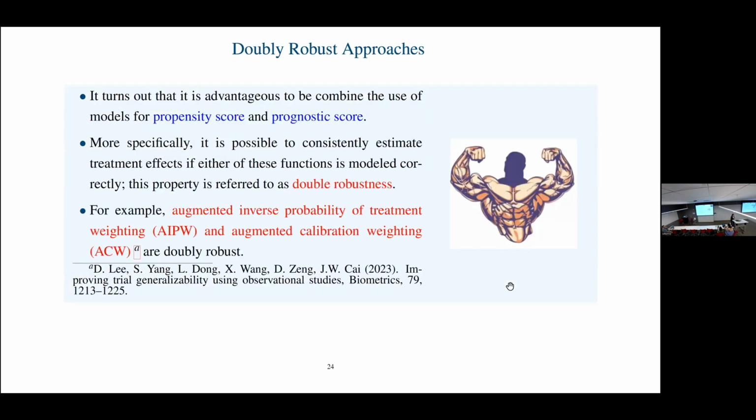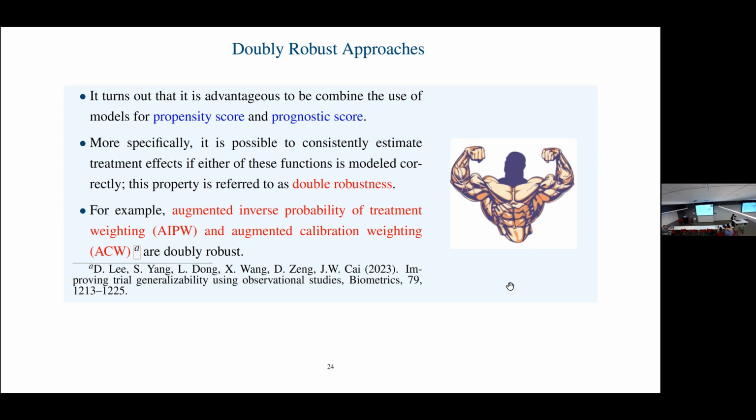It turns out that it is advantageous to combine the use of models for the propensity score and the prognosis score. More specifically, it is possible to consistently estimate the causal effect if either of these functions is modeled correctly. This property is referred to as double robustness. The causal inference literature has a lot of work devoted to double robust estimators. For example, the augmented inverse probability of treatment weighting estimator or the augmented calibration weighting estimator achieve double robustness.